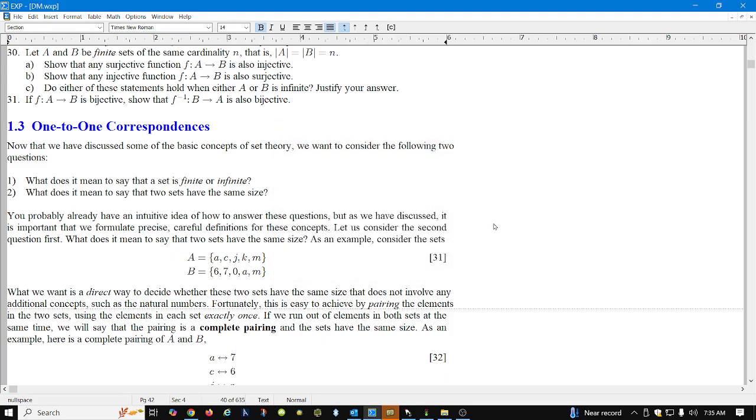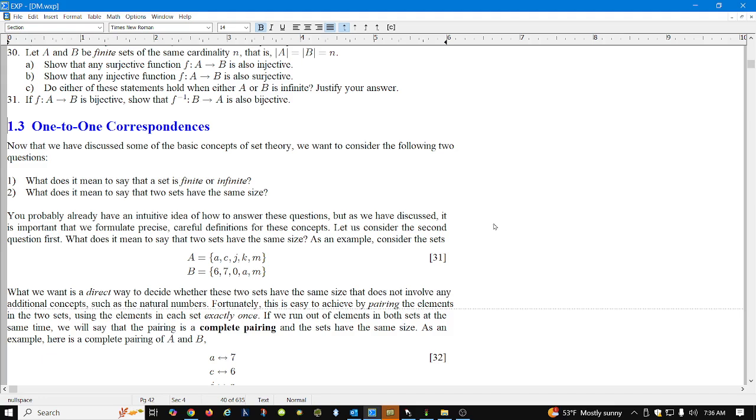We're ready now to discuss one-to-one correspondences. Now that we have some familiarity with the basic concepts of set theory, I want to consider the following two questions. What does it mean to say that a set is finite or infinite? And what does it mean to say that two sets have the same size?